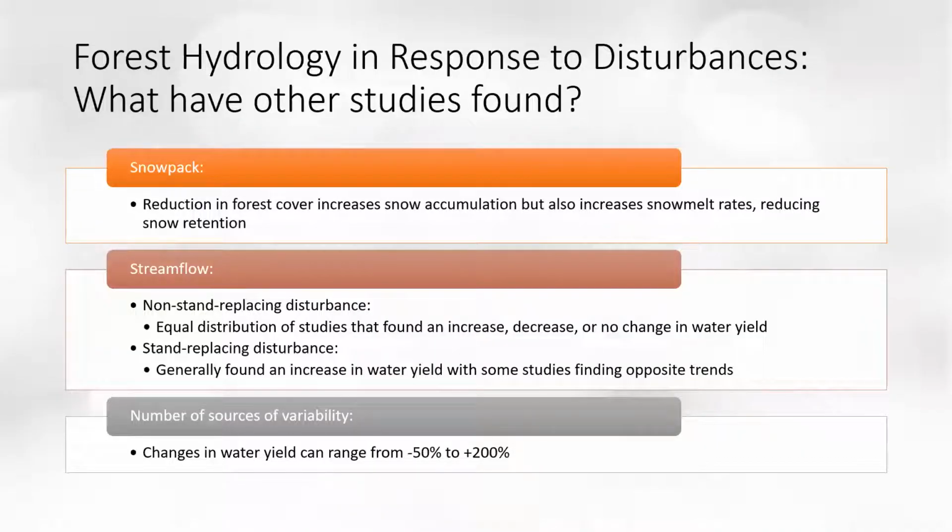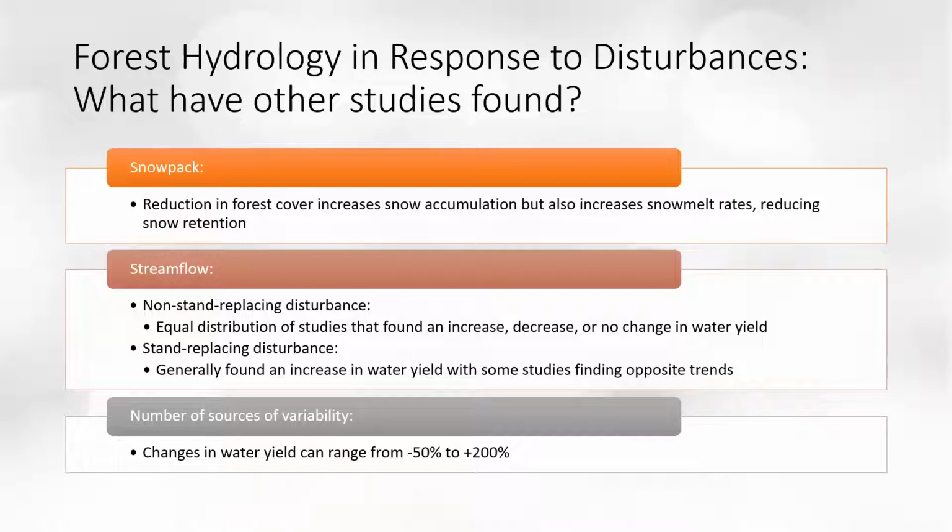Before I go into the details of how forest canopy affects hydrologic processes, I think it is worthwhile to see what other studies have found when looking at how changes in forest cover due to disturbances affect snowpack and streamflow. In one literature review, Varhola and others found that less forest cover increased snow accumulation, but also increased snowmelt due to less canopy cover shading snow. This led to an overall shorter snow retention period.